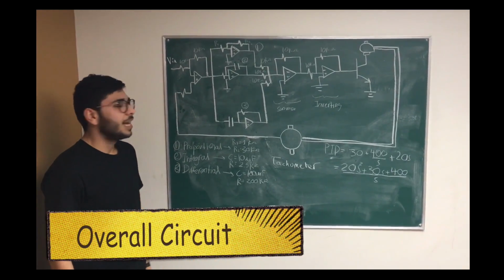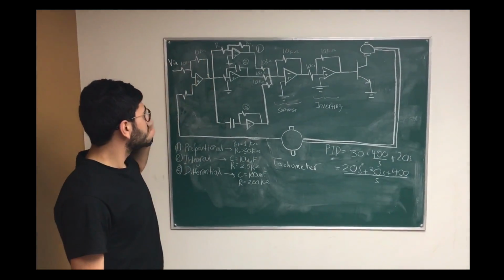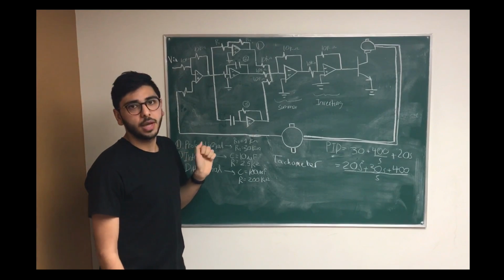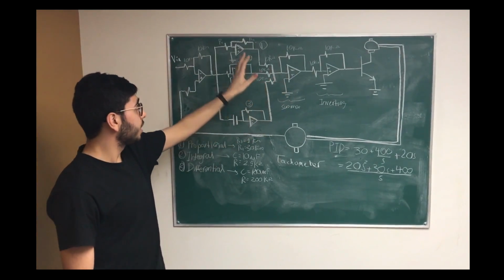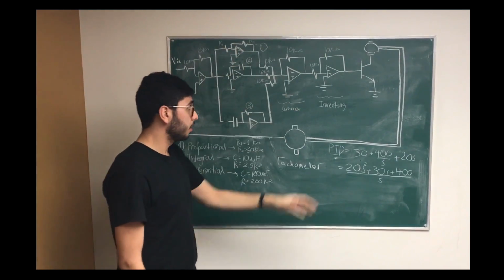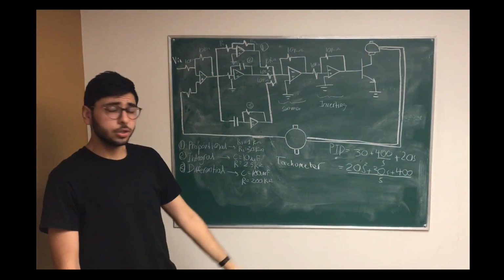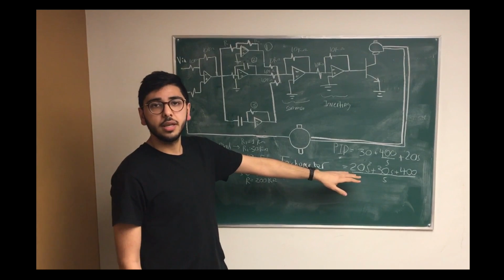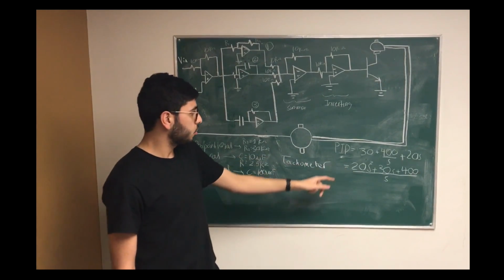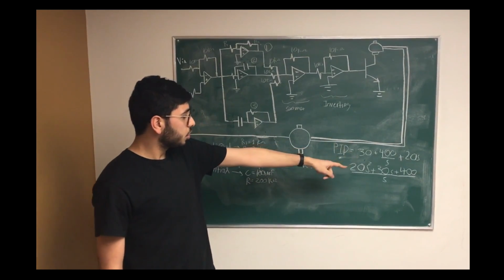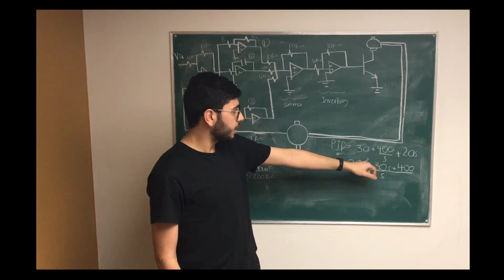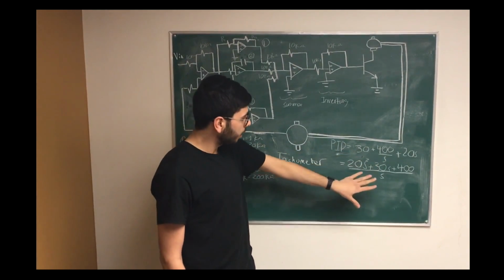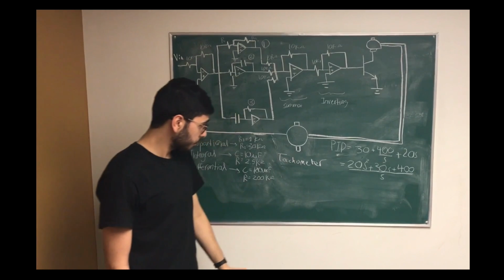So for the last part, as mentioned, we do take all these controllers that we designed and we add them up, and we get the following circuit, which has the PID controller and the plant, and it's a motor for this example. So the PID values that we had from before are all added up with the equation that was mentioned at the beginning. So we have 30 for proportional, for the integral we have 400 over S, and for the differential we have 20S. And it gives us this equation.